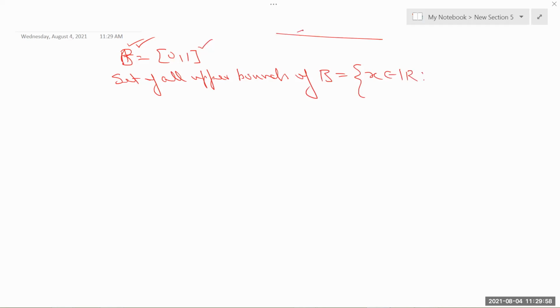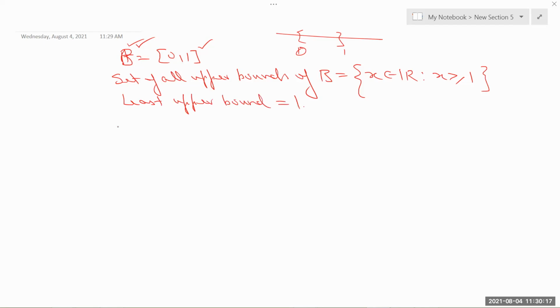This is visible, isn't it? Closed interval 1 to infinity. x is greater than or equal to 1. Very good. So what is the least upper bound? Sir, 1. x equal to 1. The least upper bound is 1.